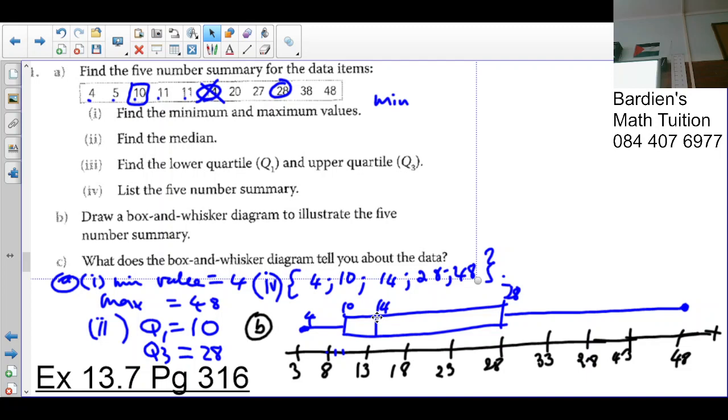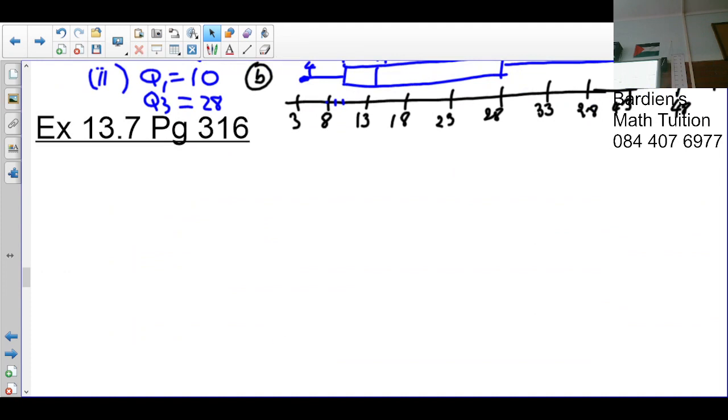Right. Next, what does the box and whisker diagram tell you about the data? We spoke about this in the previous assignment. The quartiles divide the data up into quarters. Okay? So that's 75%, all of that comes into play. 50% and so on. Okay?